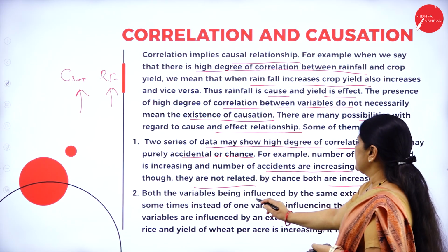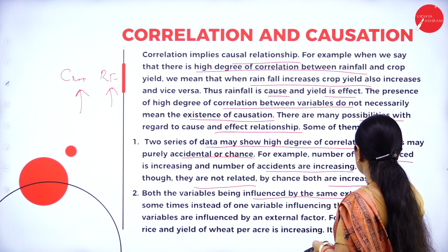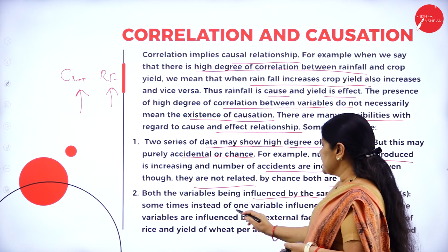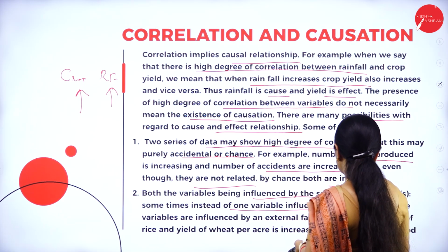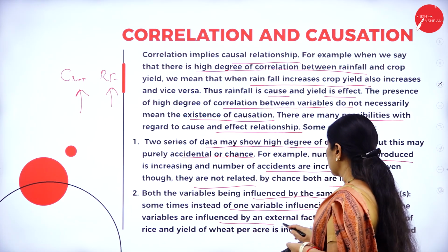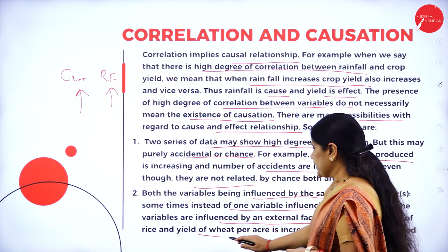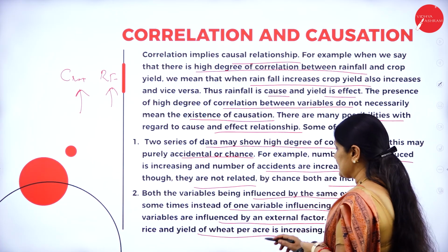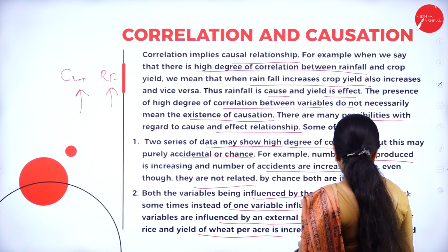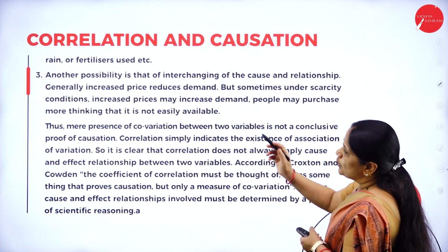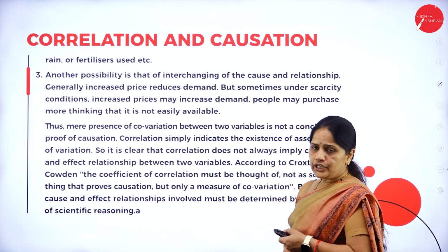Both the variables may be influenced by the same external factors. Sometimes instead of one variable influencing the other, both the variables are influenced by an external factor. For example, the yield of rice and yield of wheat is increasing. This may be due to good rain or fertilizers used.